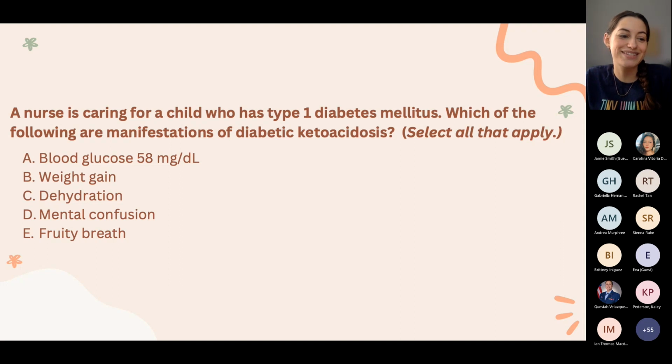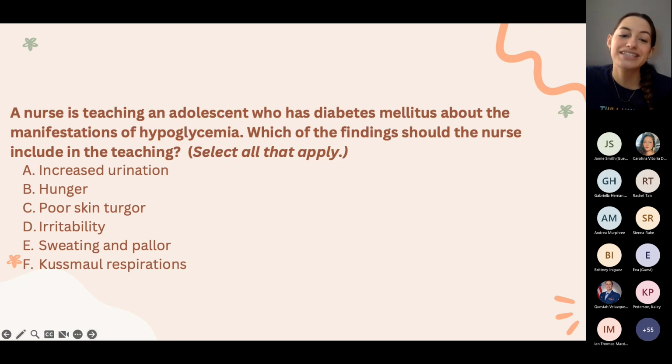You guys got this one super, super fast. Yep, the correct answer is C, D, and E. So for a kiddo who has diabetic ketoacidosis, we'd see weight loss, not weight gain, and we would have a blood glucose of at least 300. 58 would be dipping into hypoglycemia. So good job.